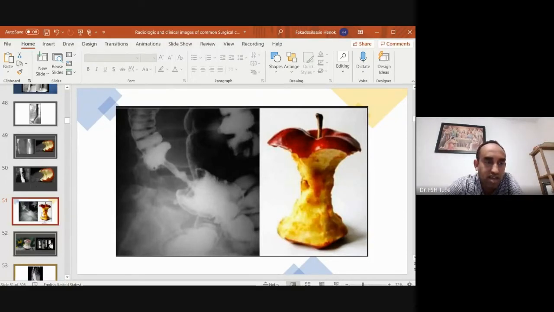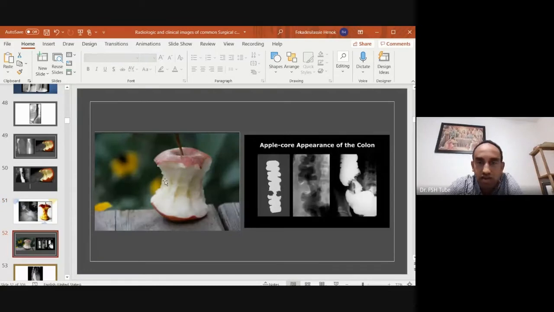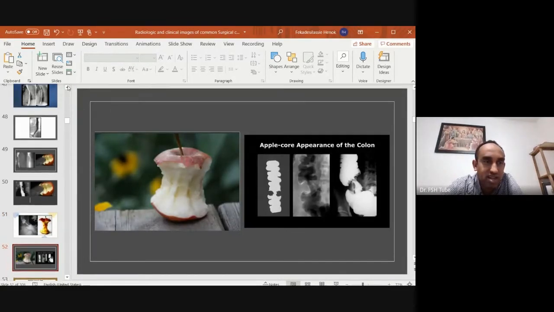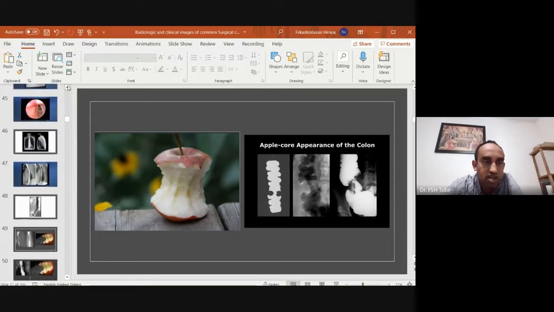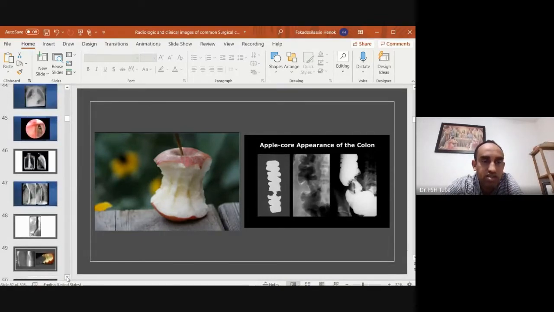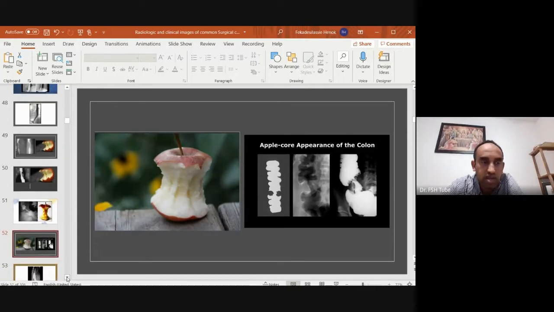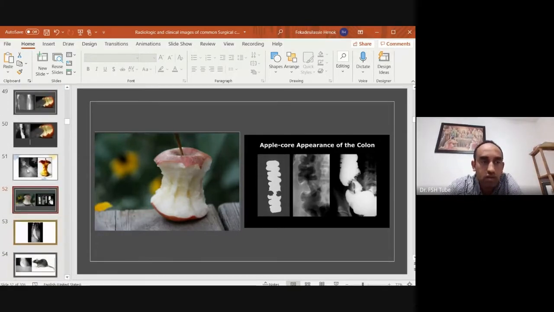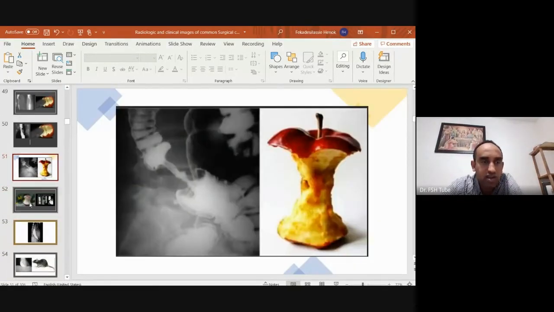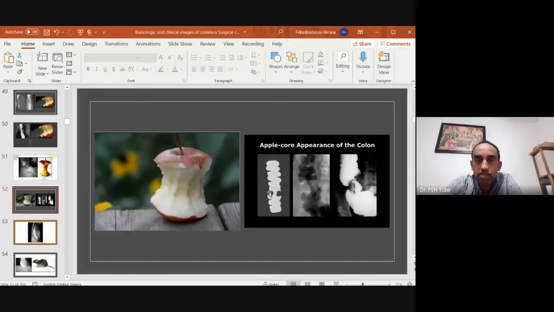Okay? I also had an apple core appearance for the esophagus. Where did it go? I don't know. I think I deleted that slide. I will add it when I share this slide. So the esophagus can also have an apple core appearance, and the colon can also have an apple core appearance. I had that image, but I lost it when I was editing the slides. So the same thing: apple core appearance of the colon. Typical, you see?